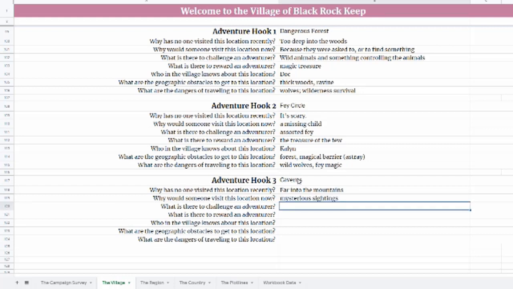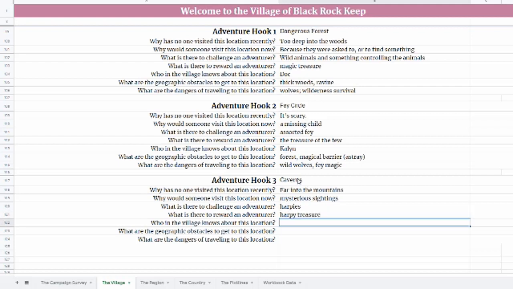What is there to challenge an adventure? Harpies. I've already, in my mind, got it high in the mountains. It's kind of an airy place. I like the idea of harpies as a very traditional fantasy monster. So there's a nest of harpies up there. What is there to reward an adventure? Harpy treasure. I don't know what harpy treasure would be like, but harpy treasure.